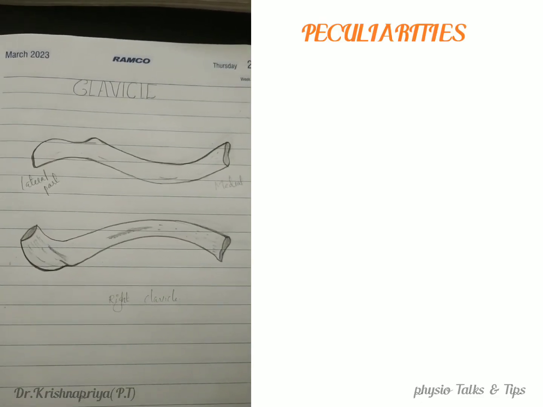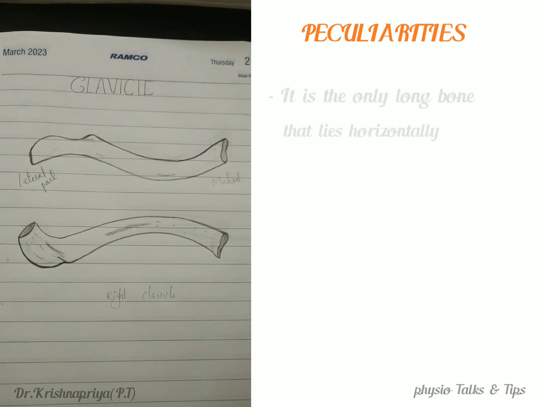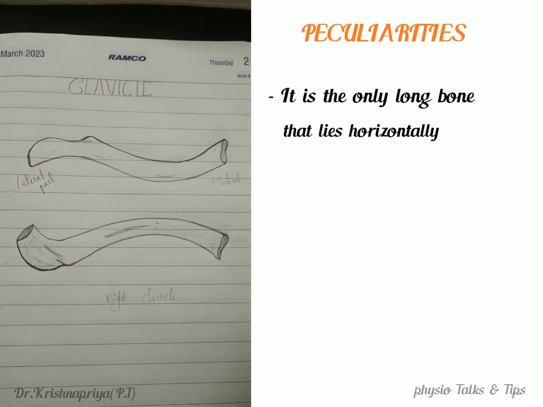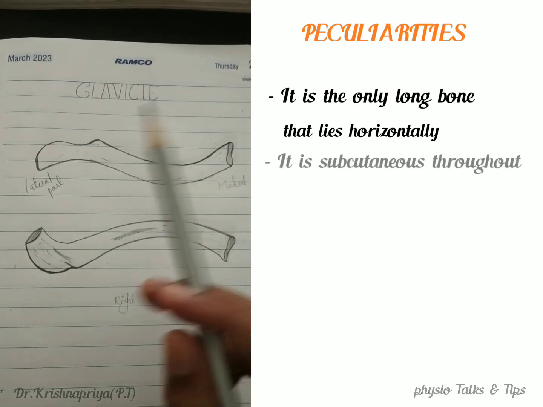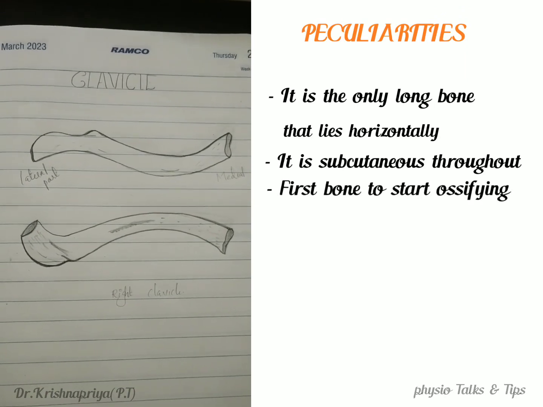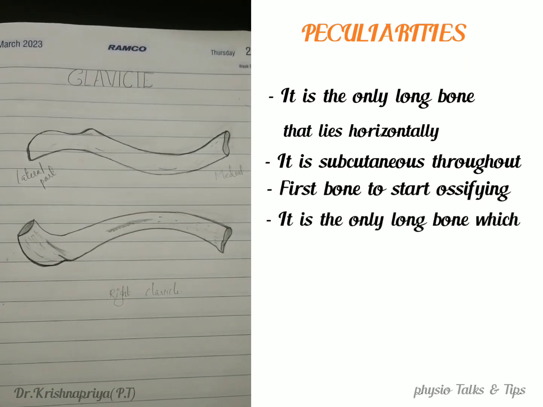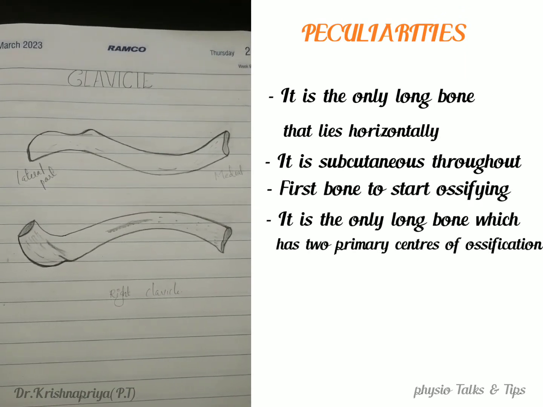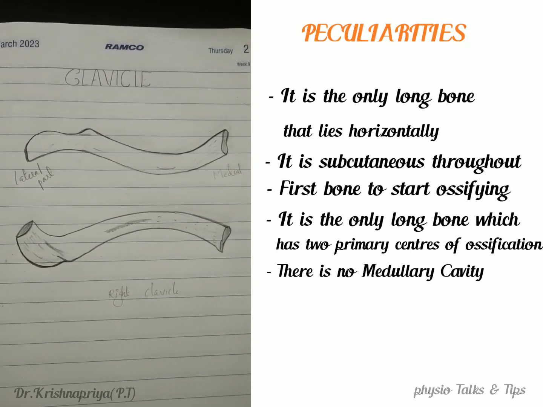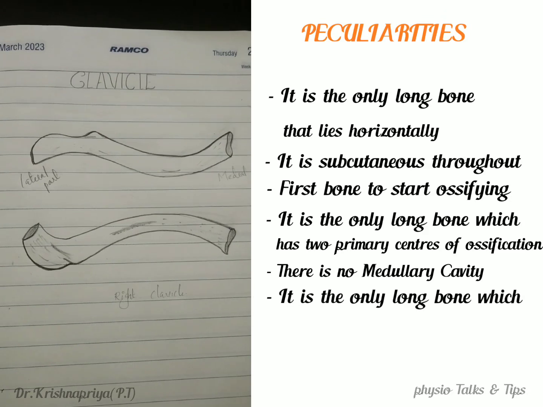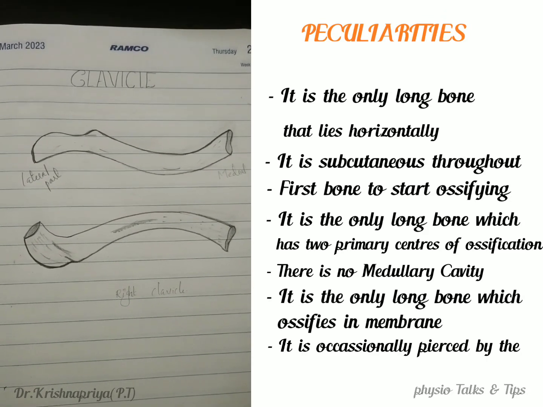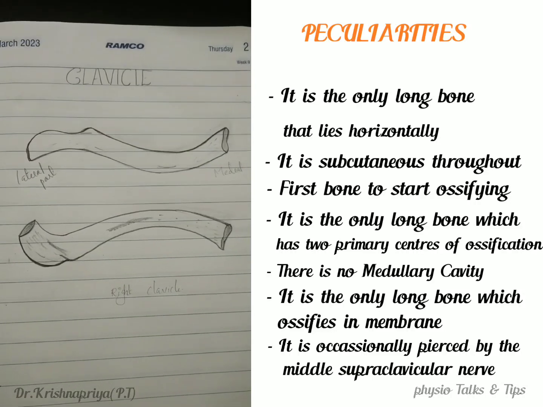The peculiarities of the clavicle include: it is the only long bone that lies horizontally. It is subcutaneous throughout. It is the first bone to start ossifying. It is the only long bone which has two primary centers of ossification. There is no medullary cavity. It is the only long bone which ossifies in membrane. It is occasionally pierced by the middle supraclavicular nerve.